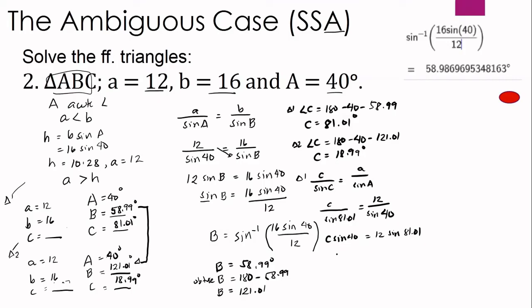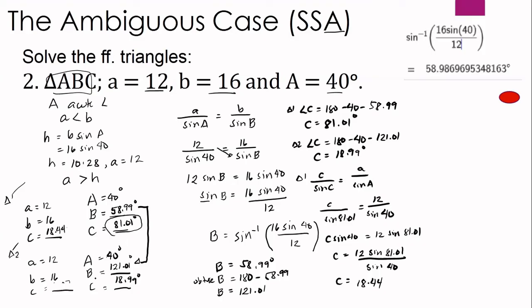Ang kukunin lang natin ay C, so we have to use MPE. If we use MPE, the resulting equation will be 12 sin 81.01 over sin 40. Pipindutin lang sa calculator: 12 sin 81.01 divided by sin 40. And the answer will become 18.44. So, ang ating side C dito ay 18.44. This is the longest side, if you are going to notice, because the largest angle is our angle C.